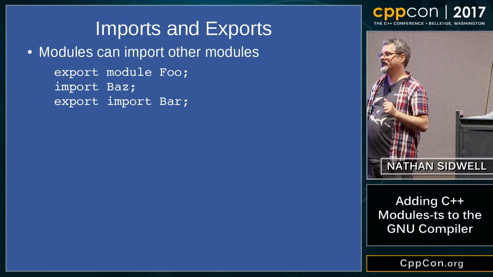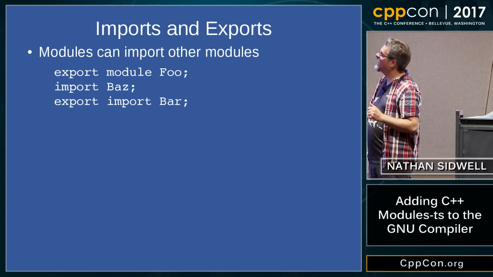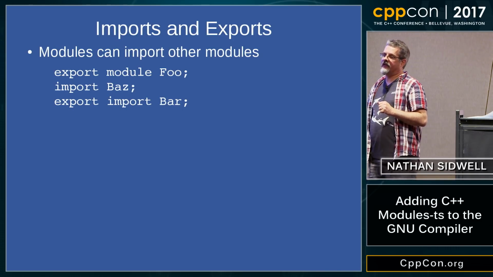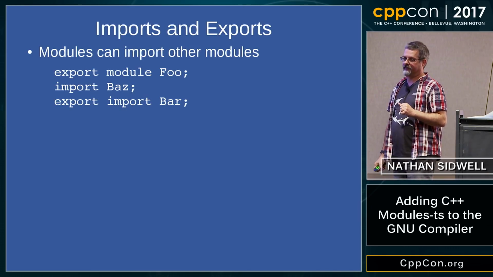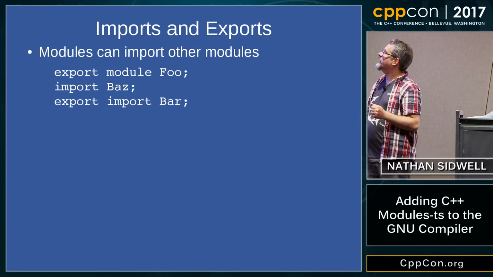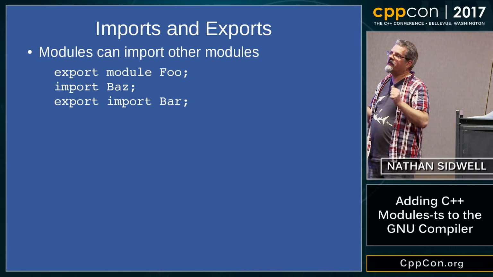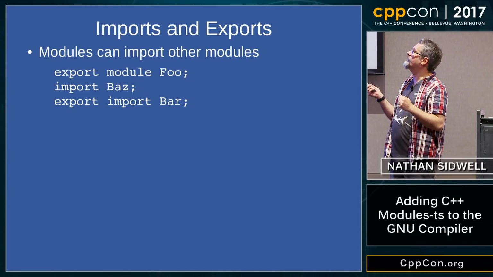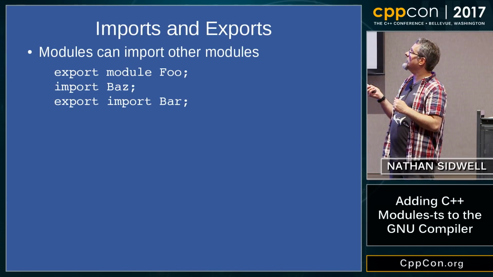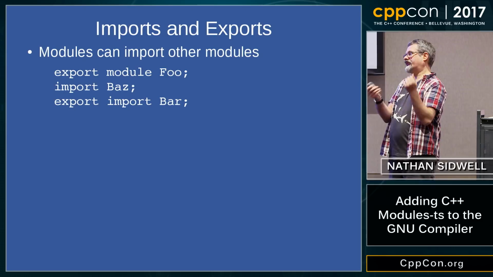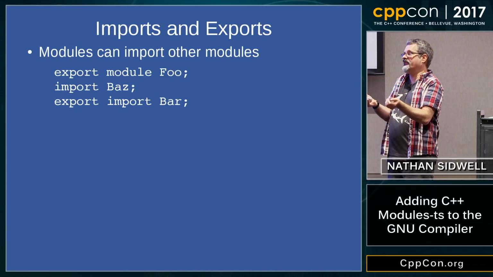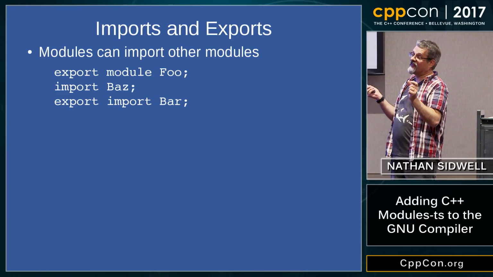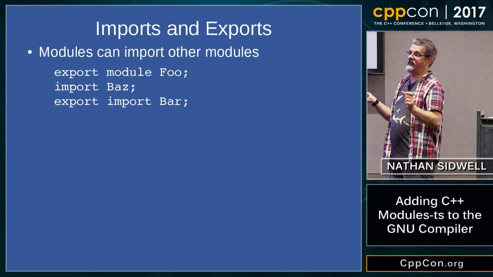And Alistair's got a question. Is that exporting the dependency on bar, or is it exporting the contents of bar? It's making the contents of bar visible to importers of foo. So they'll just say import foo, and then they'll see the contents of bar, as if they themselves had said import bar directly.